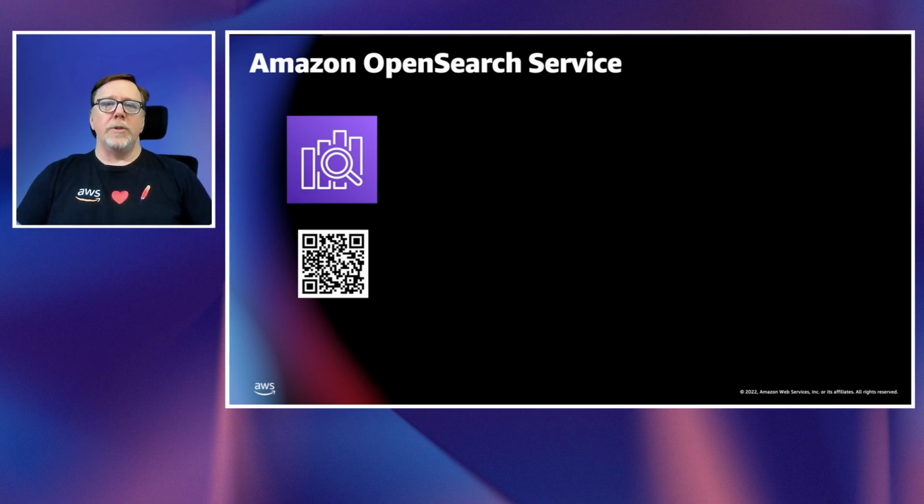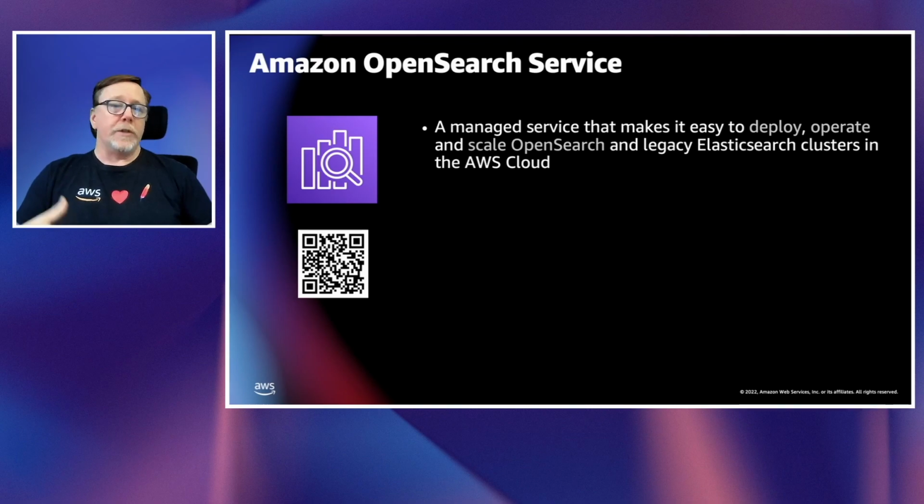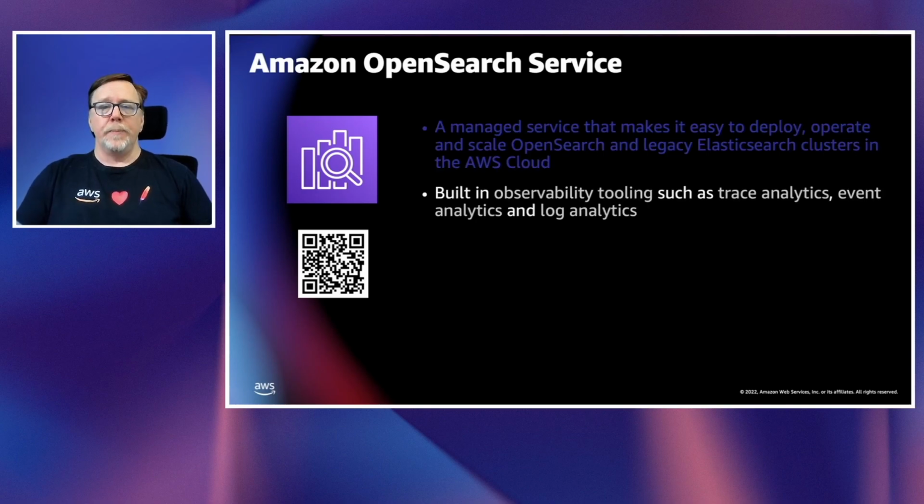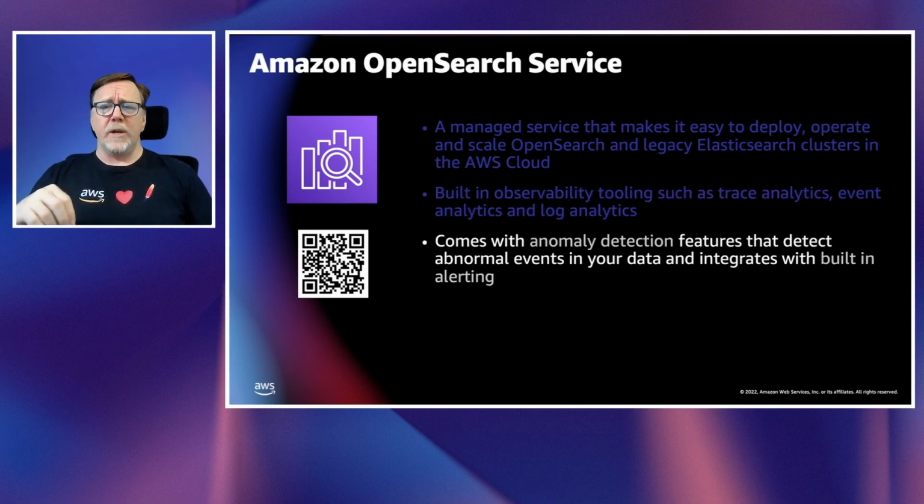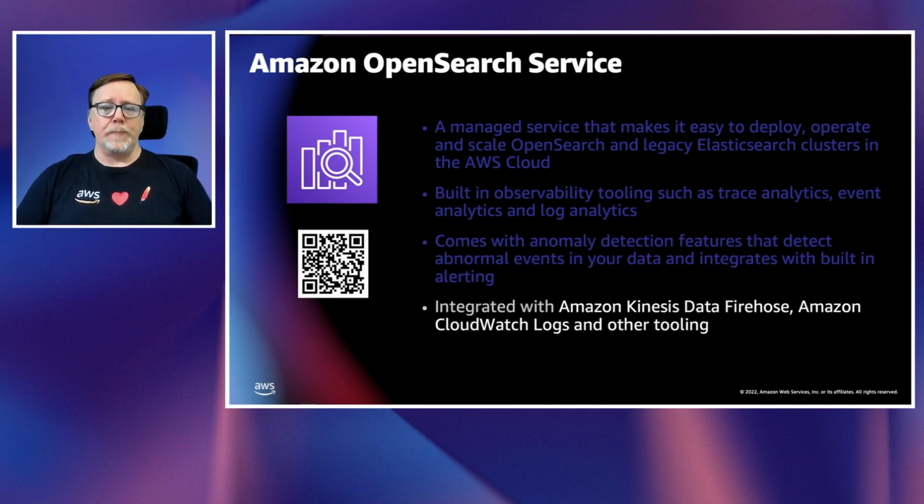We said a little bit about Amazon OpenSearch Service, but Amazon OpenSearch Service is a managed service that makes it easy to deploy, operate, and scale OpenSearch and legacy Elasticsearch clusters in the AWS cloud. It has some built-in observability tooling with a trace analytics panel, an event analytics panel, and a log analytics panel. It also comes with anomaly detection features that automatically learn the normal behavior of your system and can generate alerts when that behavior leaves the normal. It's integrated with Kinesis Data Firehose, CloudWatch logs, and other tooling.